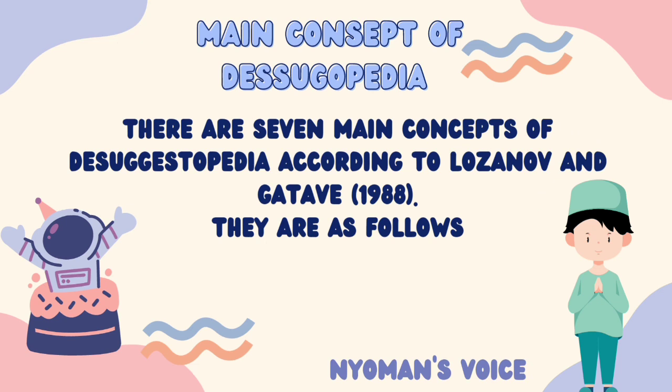Well, I will explain about the main concepts of the Desuggestopedia method. There are 4 main concepts of Desuggestopedia according to Lozanov and Gateva, 1988. They are as follows. The first concept is mental reserve capacity, or MRC. Humans use 5 to 10% of brain capacity at a time. To make better use of this spare capacity, limitations, constraints, and learning barriers must be removed. Desuggestopedia helps students eliminate the feeling that they cannot be successful.